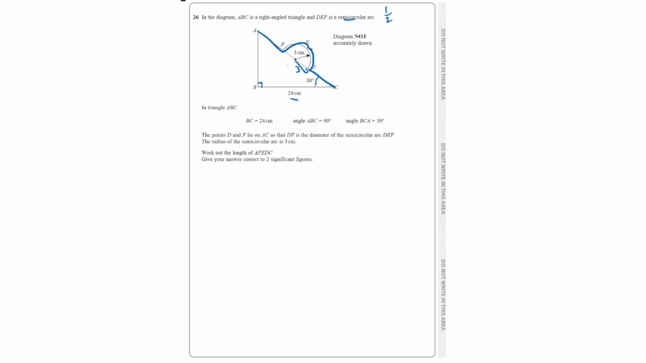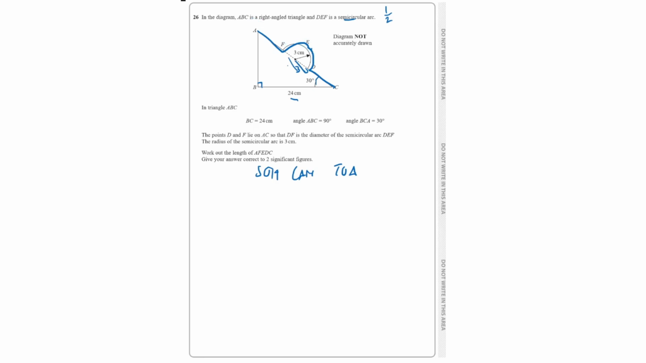Okay, so how do we figure this out? Well, firstly, I can see that we have a right angle triangle here. And if we have a right angle, we can actually use SOHCAHTOA to find the length of the total hypotenuse. Then we can subtract the diameter and then add the total circumference of the semicircle.